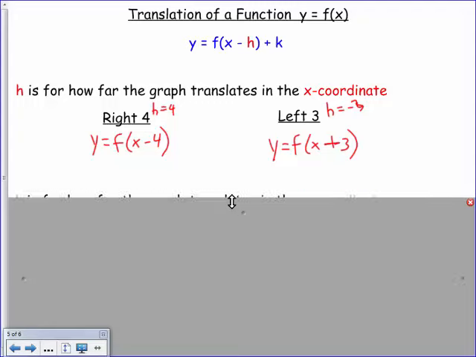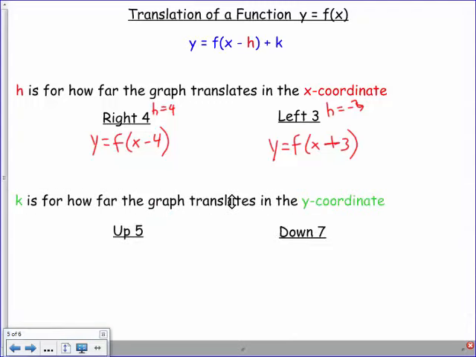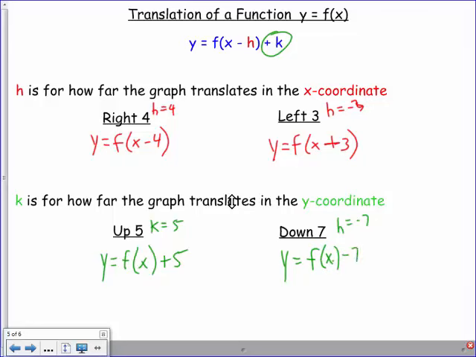Okay, same thing for the up and down, but now we're just dealing with the k's. In this case, if I go up 5, that means k is a positive 5. So I'd say y equals f of x plus 5, right? Because it's just plus k. And I'm not subtracting any h, so I can just say f of x. I don't need that h in there. And over here, same thing. Our k is going to be a negative 7 now, so y equals f of x minus 7.